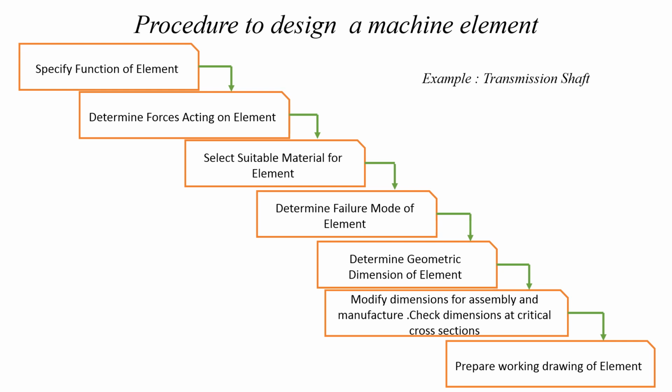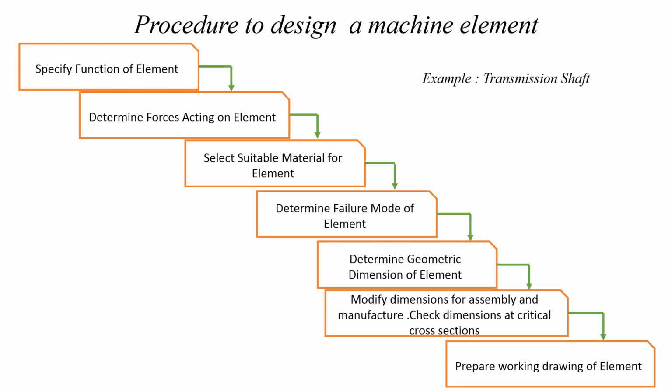So what is the procedure to design a machine element? Following are the steps which should be followed by every mechanical engineering student while designing a machine element. First, specify the function of the element. Second, determine the forces acting on the element. Third, select suitable material for the element. Fourth, determine failure mode of the element. Fifth, determine geometric dimensions of the element. Sixth, modify the dimensions for assembly and manufacture and check the dimensions at critical cross sections. And the last step, prepare the working drawing of the element.